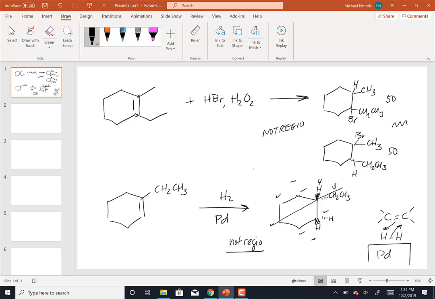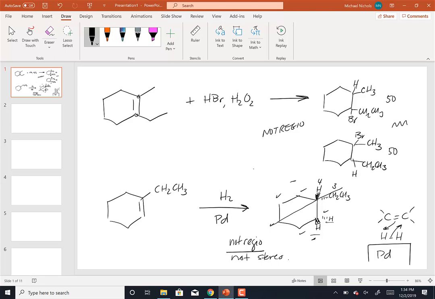Again, bold and dashed wedges don't mean that everything is chiral, because over here there's another hydrogen. So whether it goes in bold or dashed, there's another hydrogen that's there. So this one is not stereoselective as well.